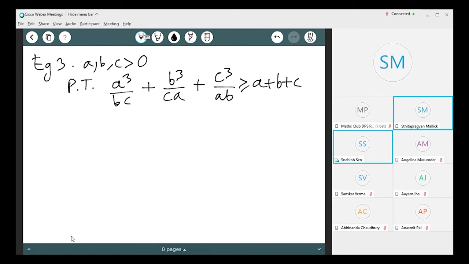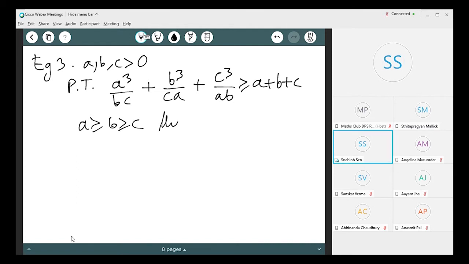First of all, we can use generality, like without loss of generality, A is greater than or equal to B, greater than or equal to C. In that case, A square is greater than BC and A cube is greater than ABC. Then A cube by BC will be greater than or equal to A, and similarly B cube by CA will be greater than or equal to B, and C cube by AB is greater than or equal to C. Hence proved.